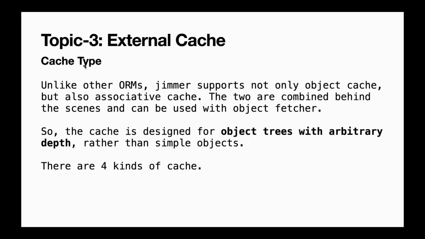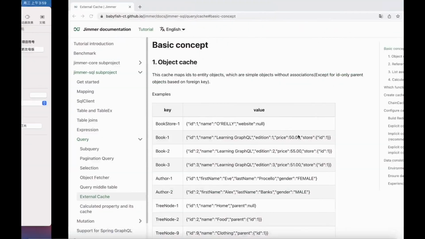Cache type. Unlike other ORMs, Jimmer supports not only object cache, but also associative cache. The two are combined behind the scenes and can be used with object fetcher. So, the cache is designed for object trees with arbitrary depth, rather than simple objects. There are 4 kinds of cache. Alright, let's switch to documentation.